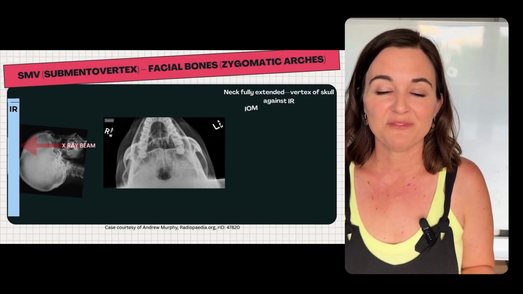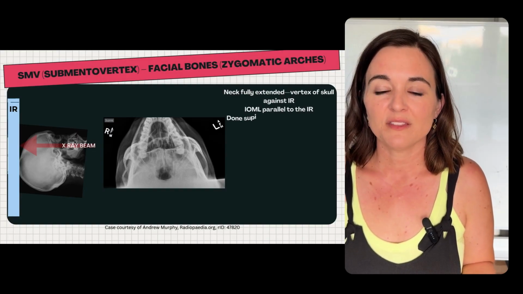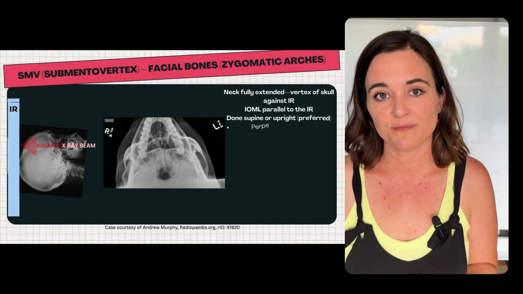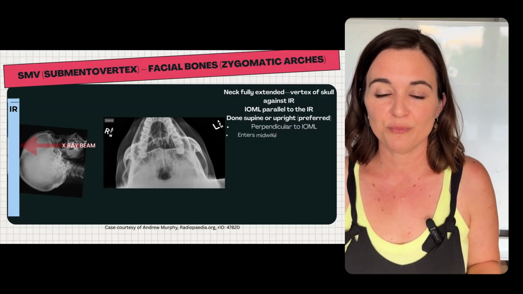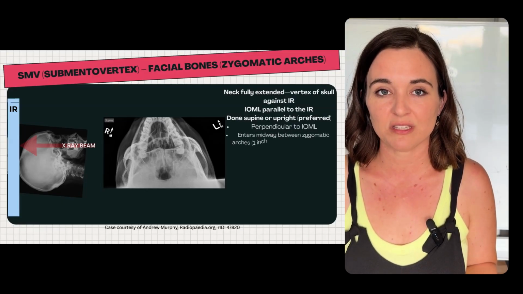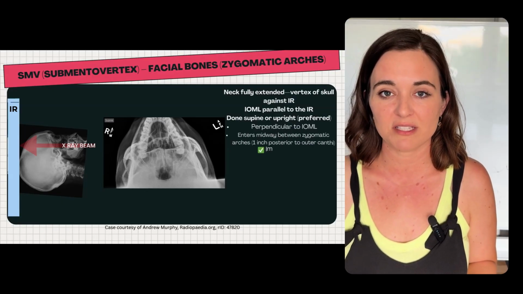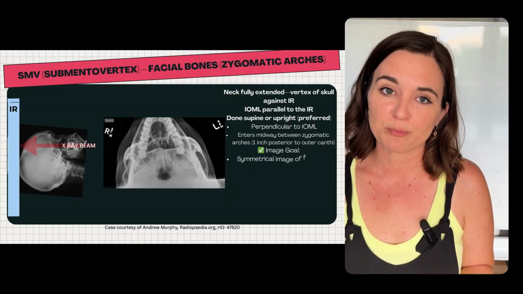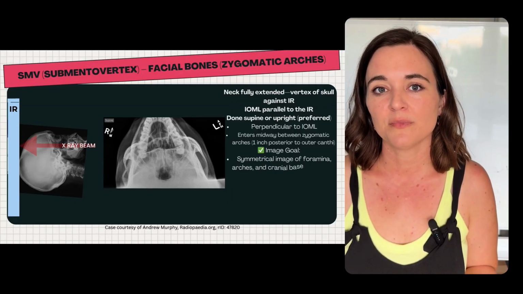Next up, we have SMV and tangential views. This is for the zygomatic arches. On the SMV view, you want the neck hyperextended so that the IOML is parallel to the IR. The CR is perpendicular to the IOML.